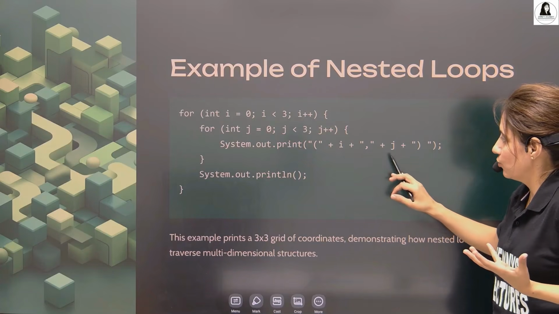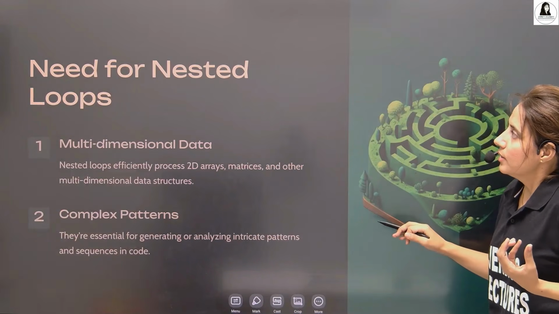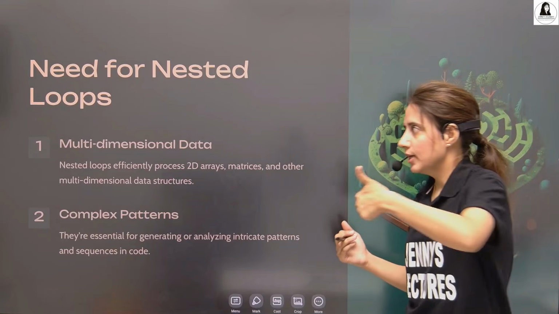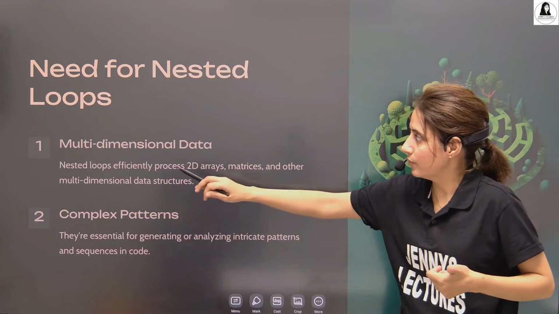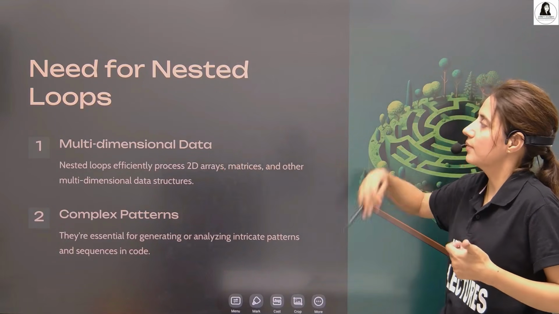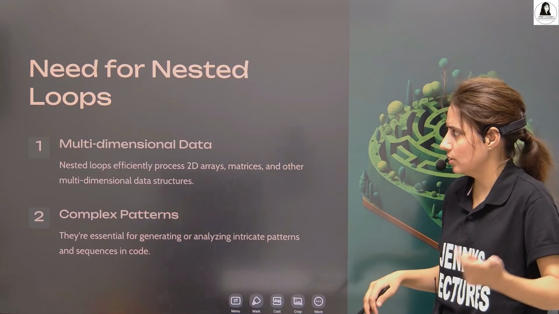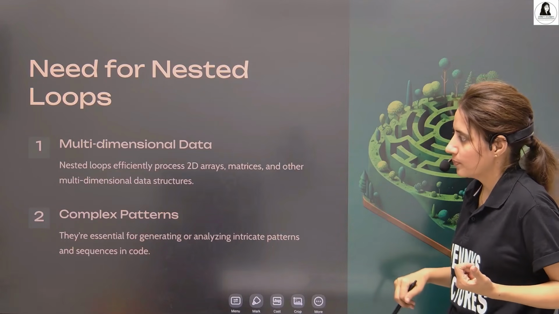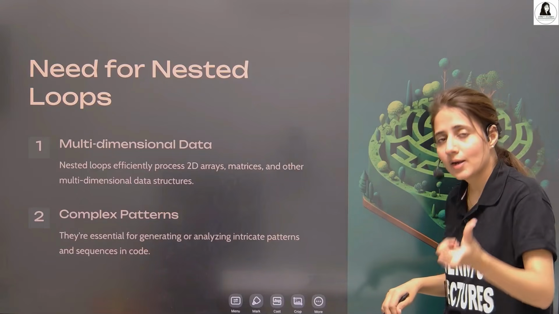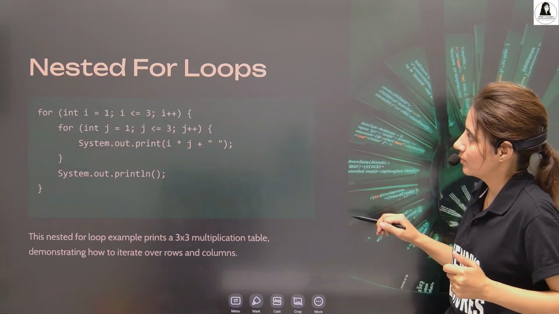What value of i and j would be printed, right? Now, why do we use a nested loop? I have told you this also. When you deal with multi-dimensional data, like when you want to process 2D arrays, matrices, or other multi-dimensional data structures, then we use nested loops. Or when you want to deal with complex pattern type of questions, then we use nested loops, right?